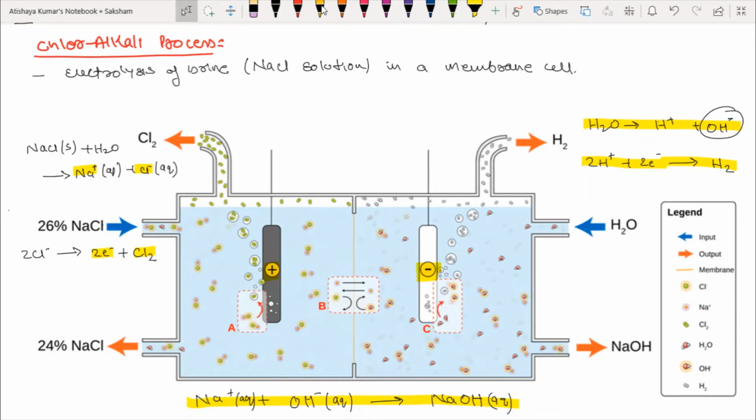It is important to note that not all sodium chloride that is fed into the system is converted into sodium hydroxide. So we are feeding 26% NaCl solution, and as a reject or waste we are getting 24% sodium chloride. That means only 2% of the sodium ions going in is converted into sodium hydroxide. As a byproduct, we are getting hydrogen gas as well in the production of sodium hydroxide. Not just hydrogen gas but chlorine gas also.